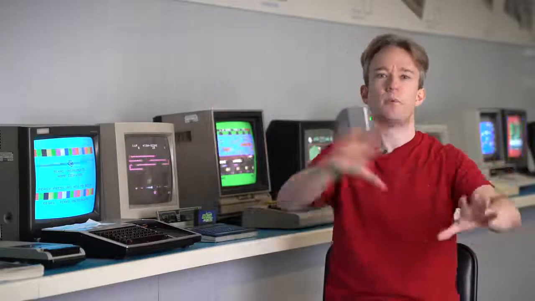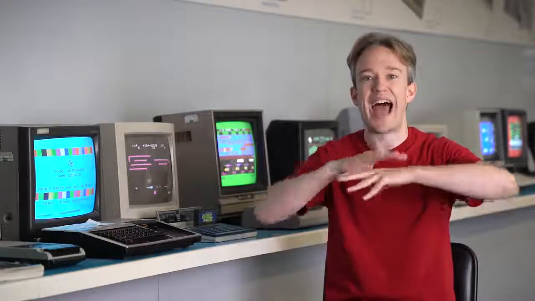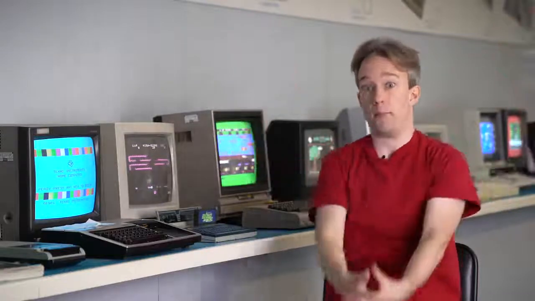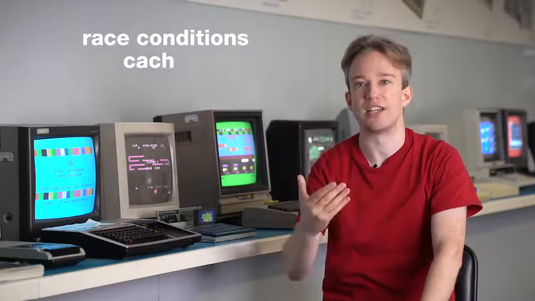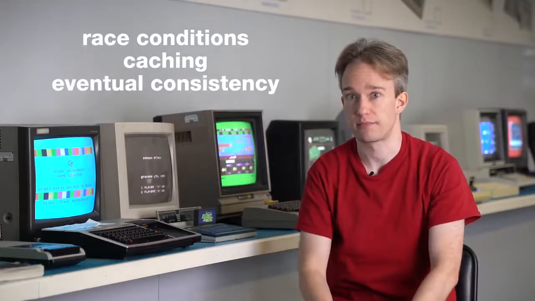But sometimes it seems to fall apart, and that's usually when there's a big, complicated system with lots of inputs and outputs, when something has to be done at scale. Scaling makes things difficult, and to explain why we have to talk about race conditions, caching, and eventual consistency.